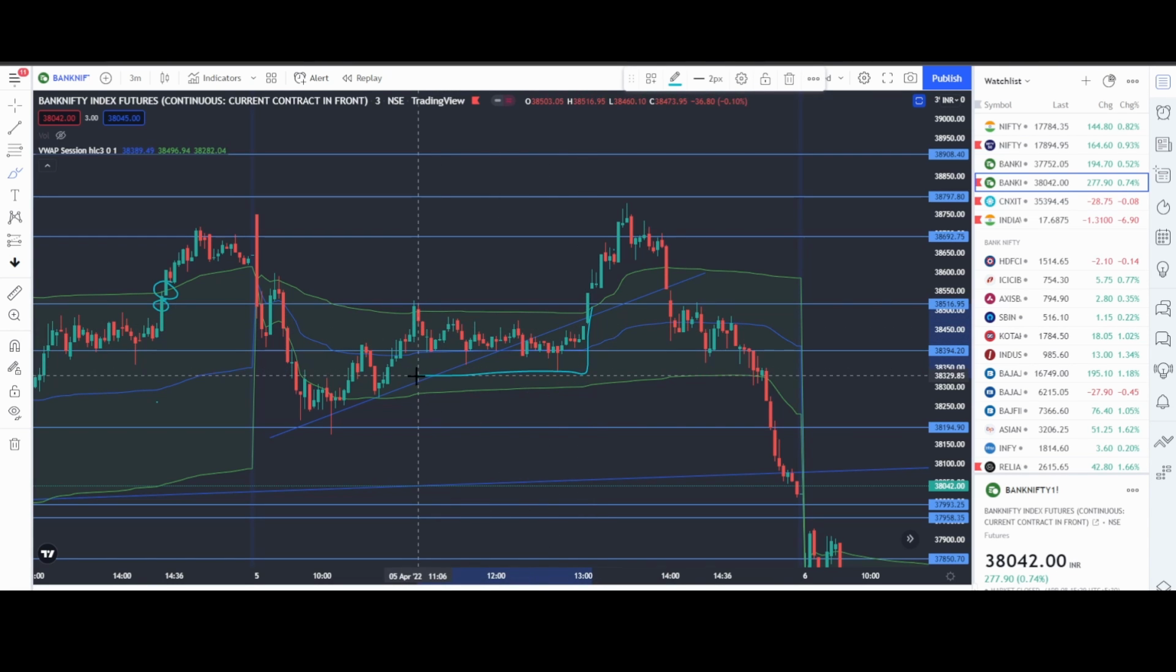So for us, a channel is a very important part of trading. Once I saw that the market was playing around here, I would have definitely entered around here a second time and would have ridden all this portion.